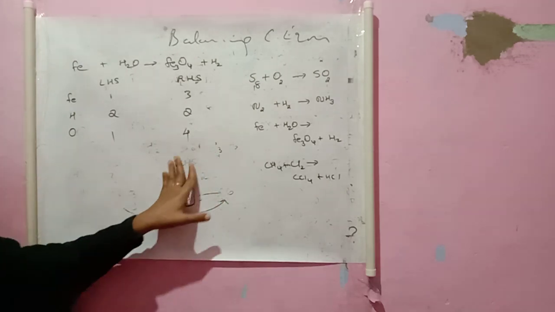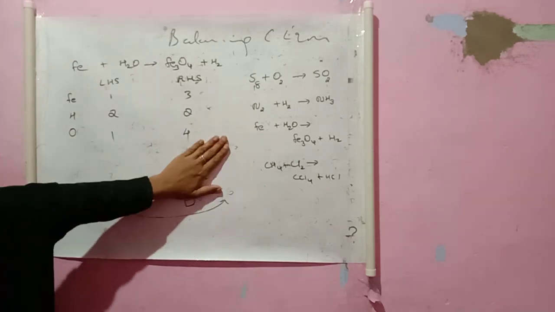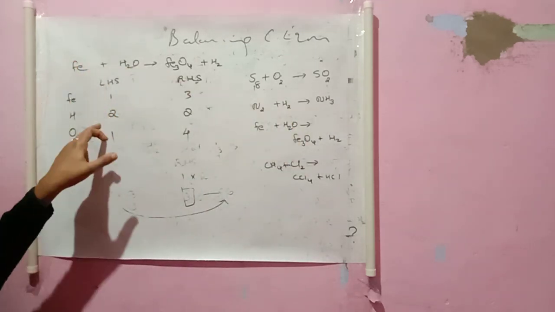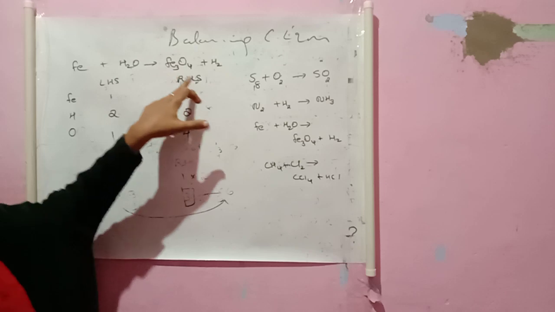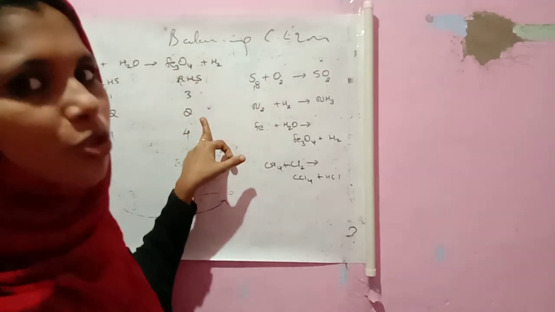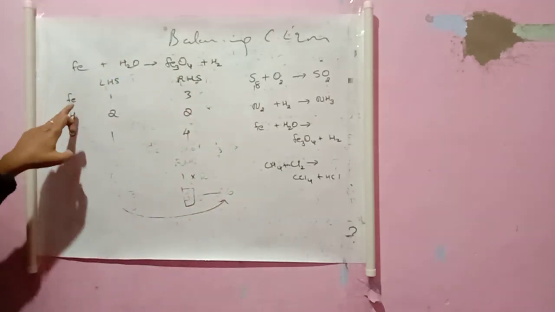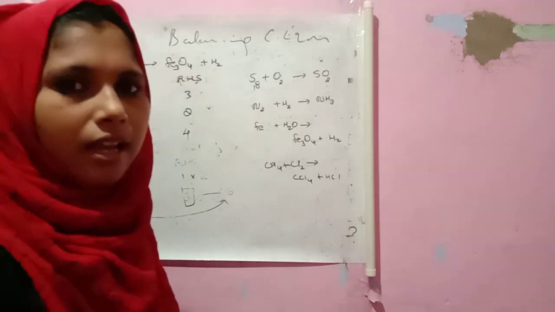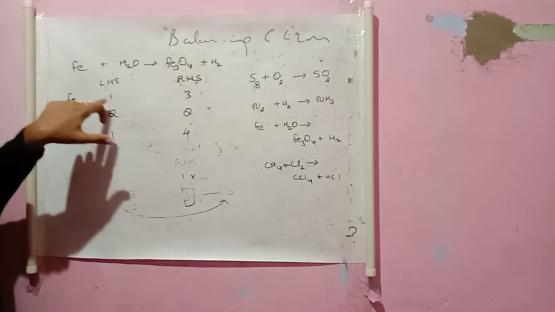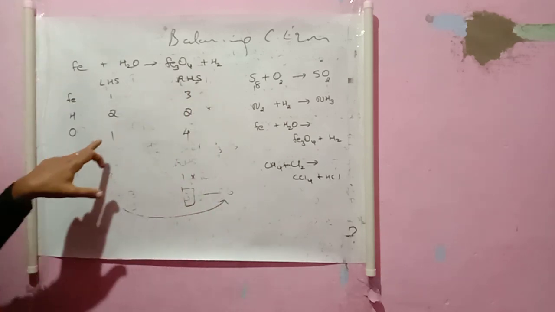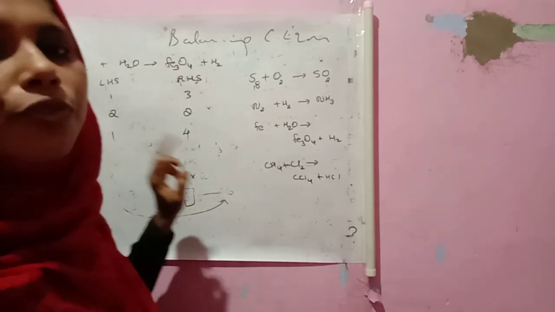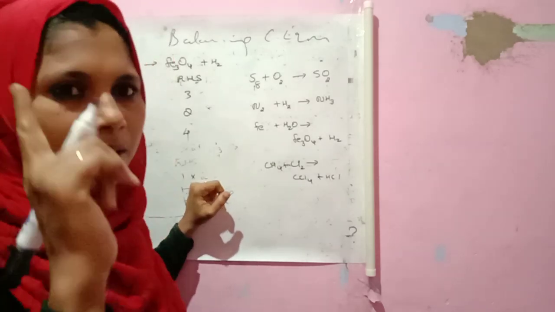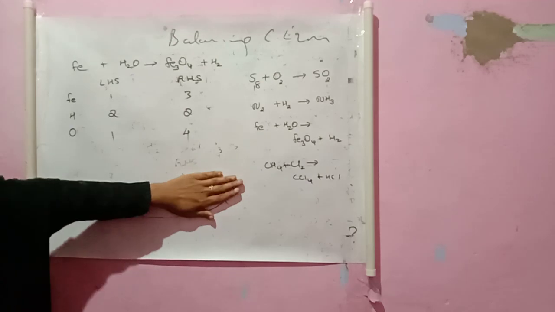Now we have to balance this one. How can we balance this? Look here, hydrogen is balanced on both sides, 2 in number on the LHS and also 2 on the right side. So what about iron and what about oxygen? Both are increased in the RHS. Iron changed from 1 to 3 and oxygen changed from 1 to 4. So from where will we start our balancing? That is a question. Okay.